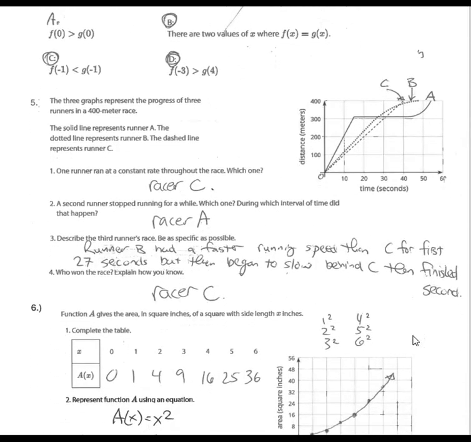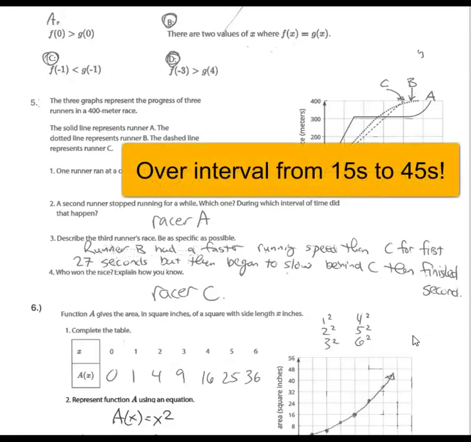On this next one, they have 3 graphs, and you're supposed to be talking about the different runners and what this is telling you. It says one runner ran at a constant rate throughout the race. Who was it? You can see that racer C is that dashed line. That one would be a constant rate of change. The next one says a second runner stopped running for a while. Who was it? You could see that A stopped running.